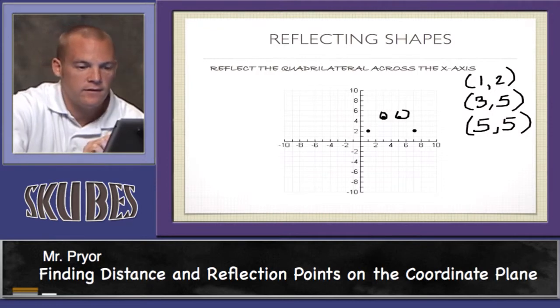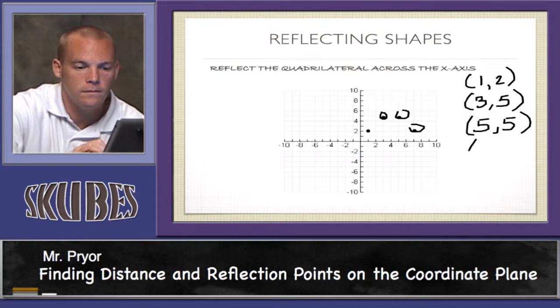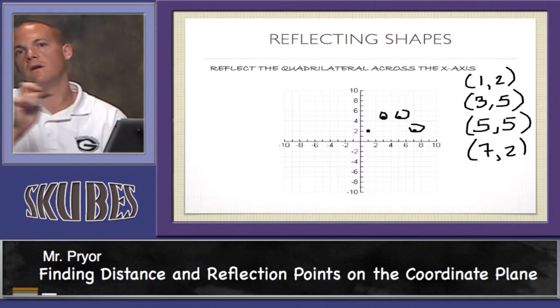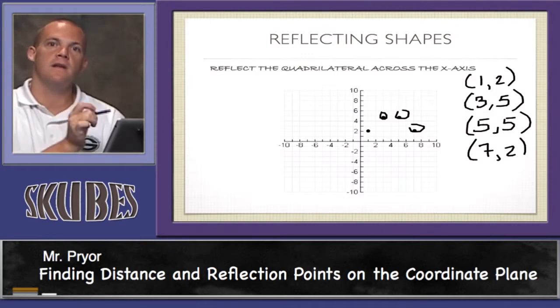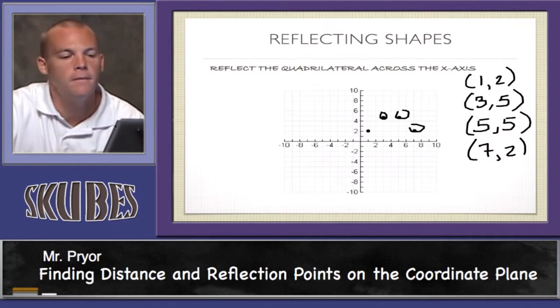And then finally, the last point here will be right 7, up 2. Okay, and keep in mind the order in which I'm doing that when I write my ordered pairs. I'm always going along right or left first, depending, then up. It's always x coordinate, then y coordinate every time.